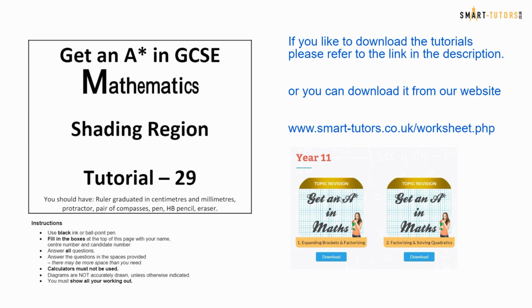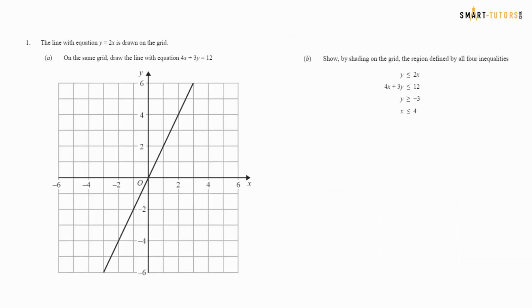Let's look at some exam style questions. The first question: the line with the equation y equals 2x is drawn on the grid. So y equals 2x is drawn, and I'm going to label this line. This is the line y equals 2x. And on the grid, draw the line with equation 4x plus 3y equals 12.